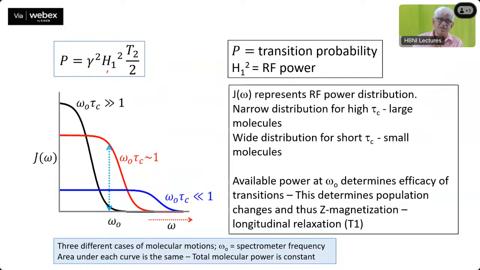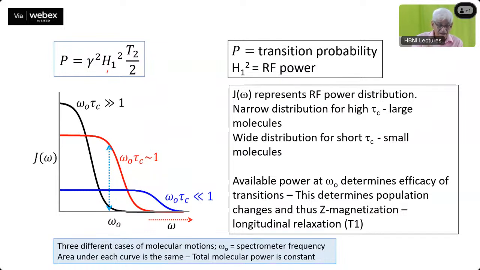Small molecules, on the other hand, tumble very rapidly. Therefore, omega naught tau c is far less than 1. This represents the small molecules situation. In this situation, you see the power is distributed over a wide range of frequencies. J(omega) is uniform all through such a large range of frequencies before it dies off.